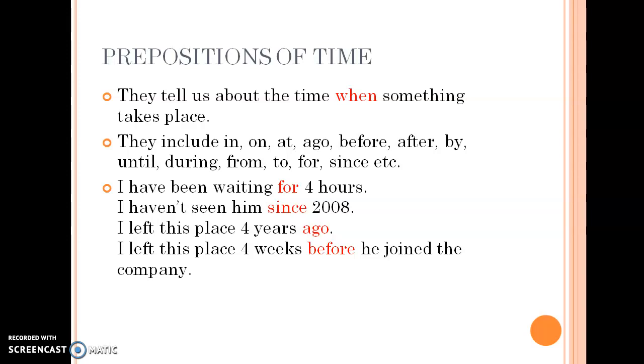Now see, I left this place 4 years ago. This is an action that happened in the past. 4 years ago, I left this place. I left this place 4 weeks before he joined the company. So you are comparing two things. One is that somebody has joined a company now in the present, and I left this place 4 weeks before. When there is a comparison between an action in the past and something in the present, you would use "before". And when you want to talk about the time duration that is only in the past, then you would use "ago".